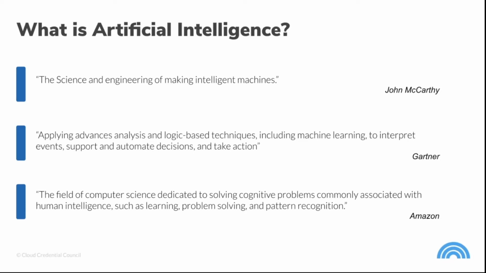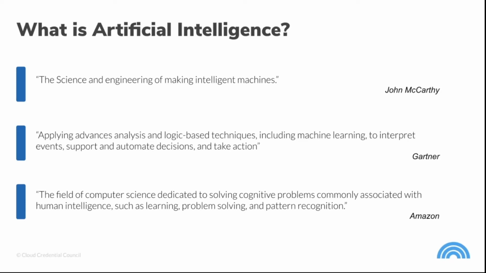Gartner, a well-known research survey firm, had this definition of AI, which translates to applying advanced analysis and logic-based techniques, including machine learning, to interpret events, support and automate decisions, and take action. Amazon, one of the world's leading cloud service providers, defines it as the field of computer science dedicated to solving cognitive problems commonly associated with human intelligence, such as learning, problem solving, and pattern recognition.